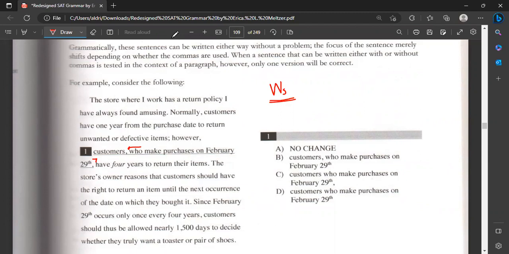It says the return policy is working when it happens once. It's supposed to happen when that date happens again, right? The next occurrence of the date. So if we are looking at customers in general, that wouldn't make sense, just like Audin said, because they have 1 year. If you guys notice that.